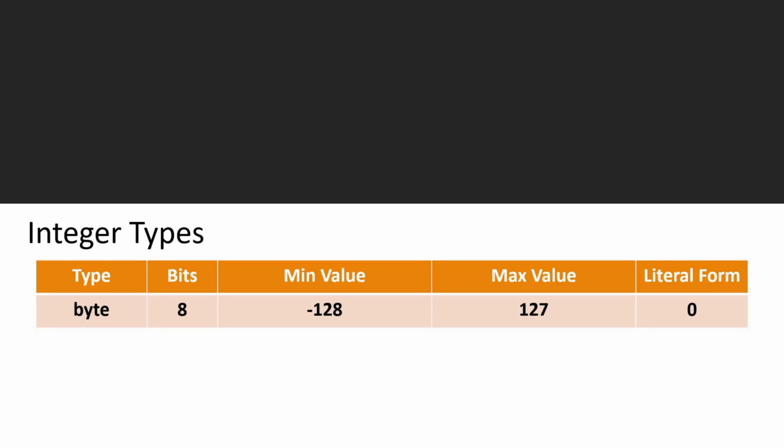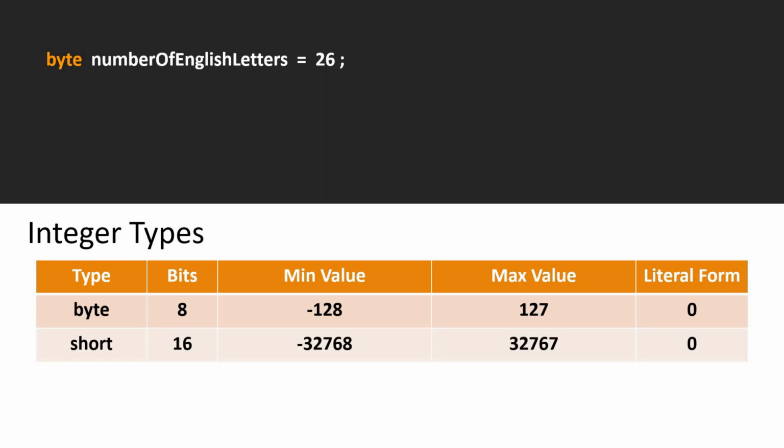So the smallest integer type is what's called the byte type. And the byte type takes up simply 8 bits. And because it's so small, it can only store values between -128 and +127. So if I declare a variable here, number of English letters, its type is byte, and I'm giving it an initial value of 26. Now we also have a short integer type. That takes up 16 bits, and because it's larger, it can store a larger range of values. So from -32,000 to +32,000. So I declare a variable here, feet in mile, its type is short, and I give it a value of 5,280.